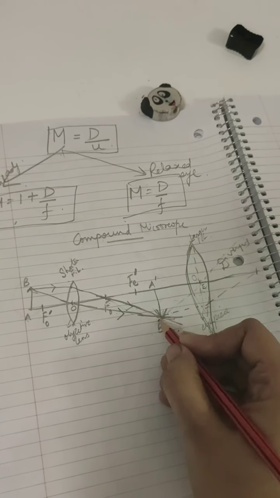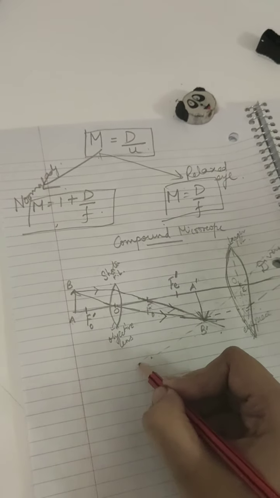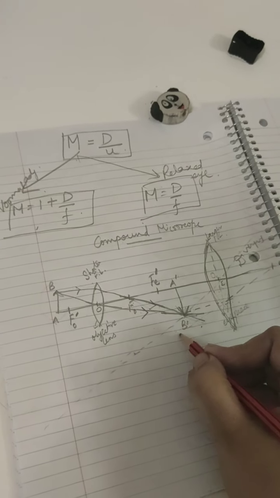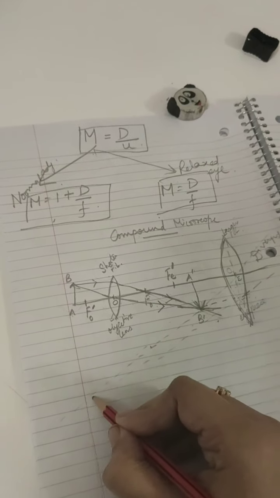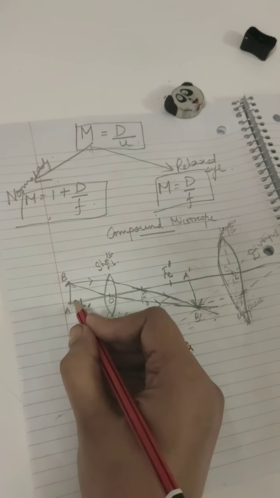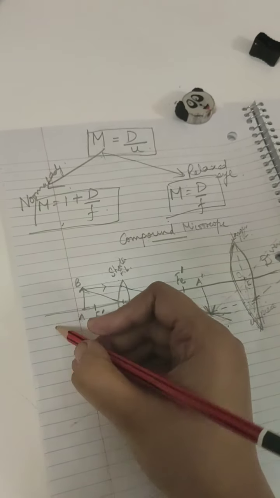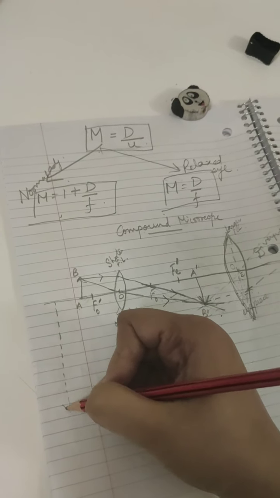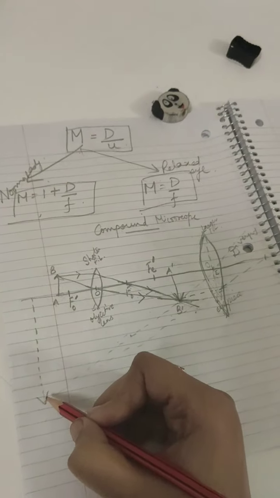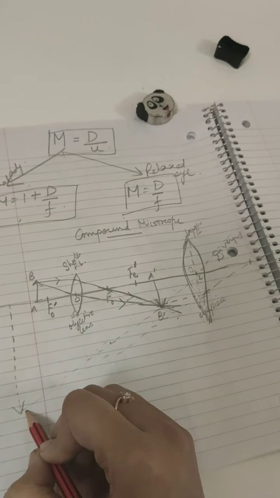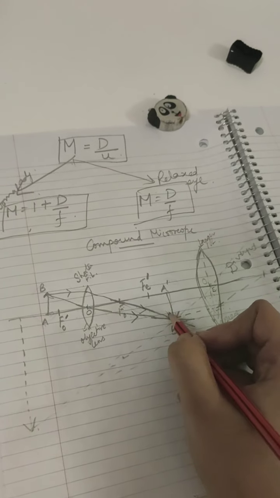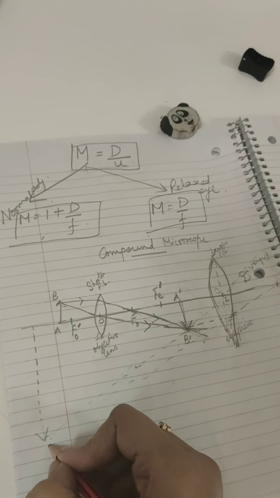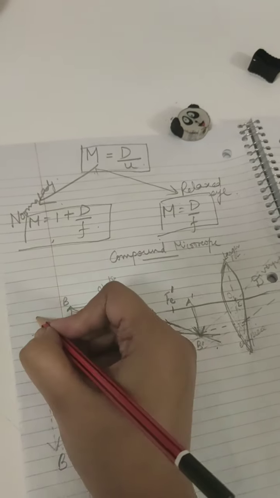So when produced backward, they are going to give a virtual erect and magnified image of the object. Okay, a virtual erect and magnified image of this virtual object. So this is B double prime, A double prime.